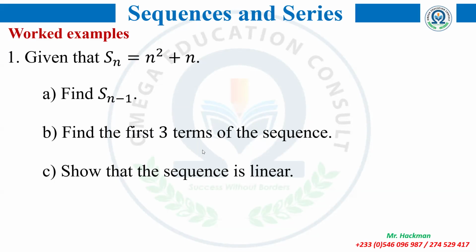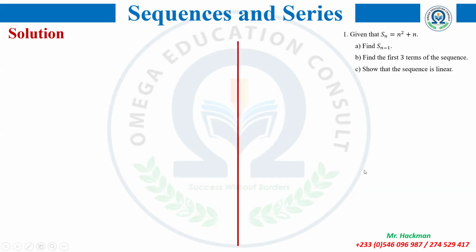So it means indirectly you are supposed to generate the U sub n, because without the U sub n, you cannot find the first term, the second term, and the third term, which will be your first 3 terms. Then (c) show that the sequence is linear. So let's see how best we are supposed to approach this question. Now, solution. It's already written, but you will write it. The questions are numbered because we want you to number your solution as such. So I have question 1, given.